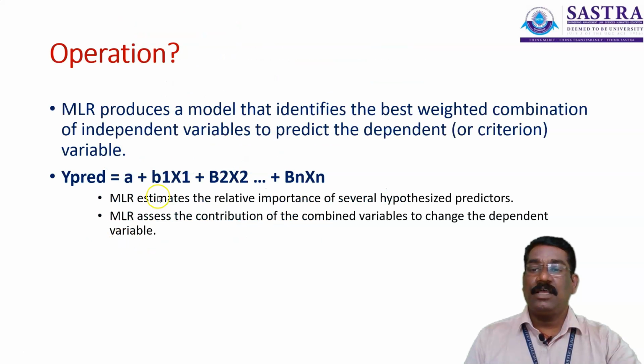Next, multiple linear regression produces a model that identifies the best weighted combination of independent variables to predict the dependent variable, otherwise called the criterion variable. Basically, multiple linear regression analysis estimates the relative importance of several hypothesized predictors, and it assesses the contribution of the combined variables to change in the dependent variable.